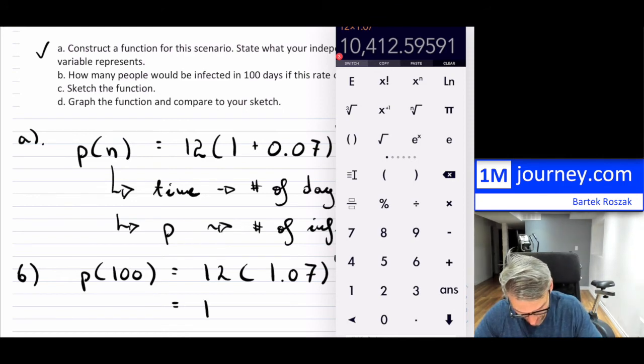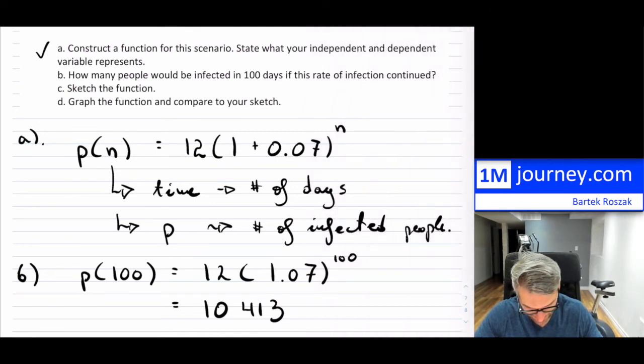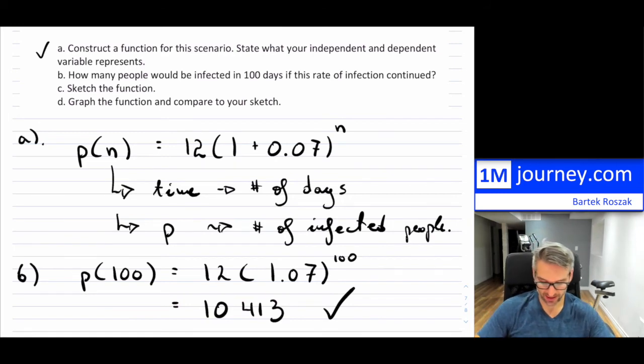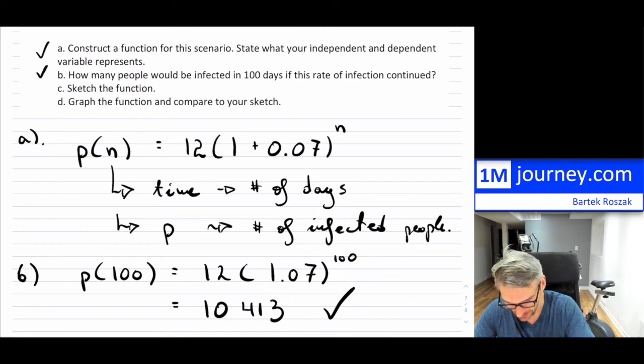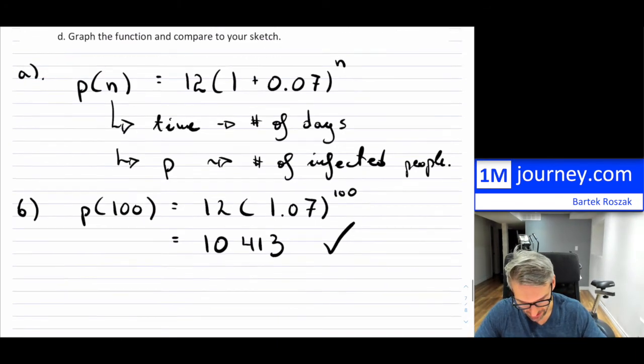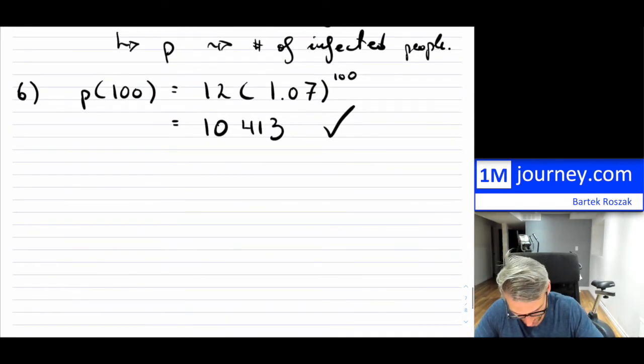All right, so that's a lot of people. Let's round this because we don't want to cut anybody in half. So that's approximately how many people would be infected. So over 10,000. It grows pretty quick. Now sketch the function. This one is much easier than what we had.